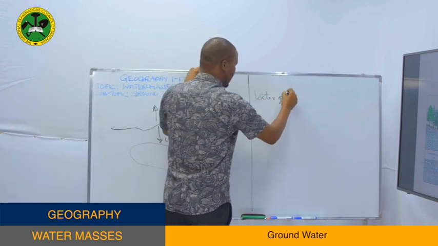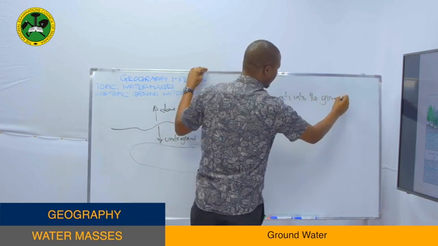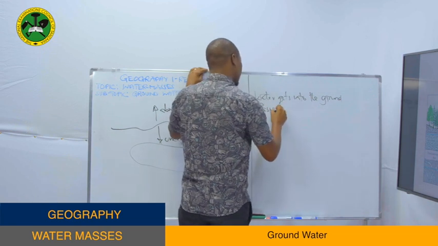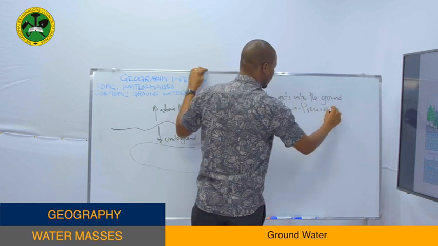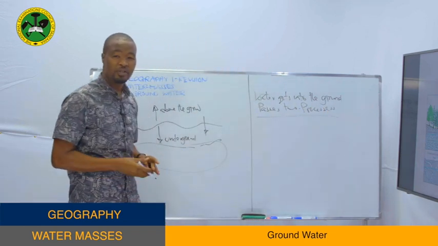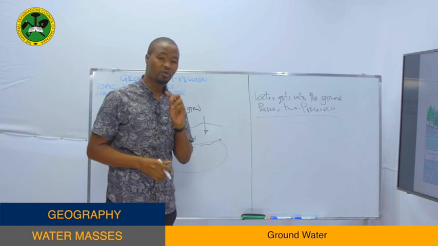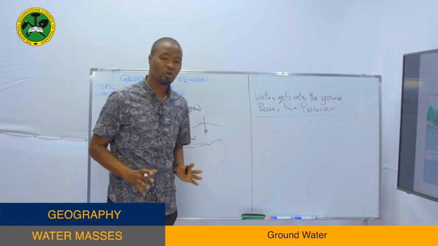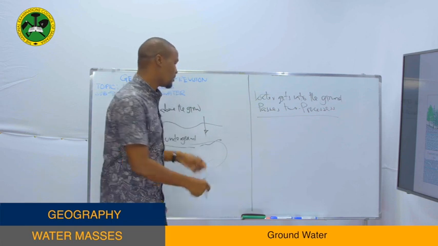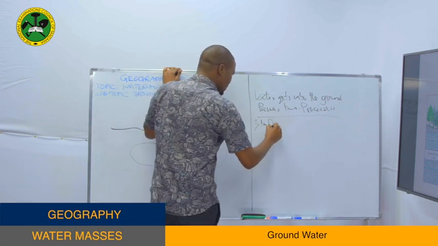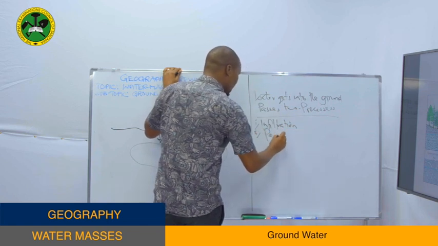When water gets into the ground, it normally passes two processes. We have what we call infiltration, and we have what we call percolation. These are two processes which water undergoes as it flows down inside the ground. The first process we call infiltration, and the second process we call percolation.